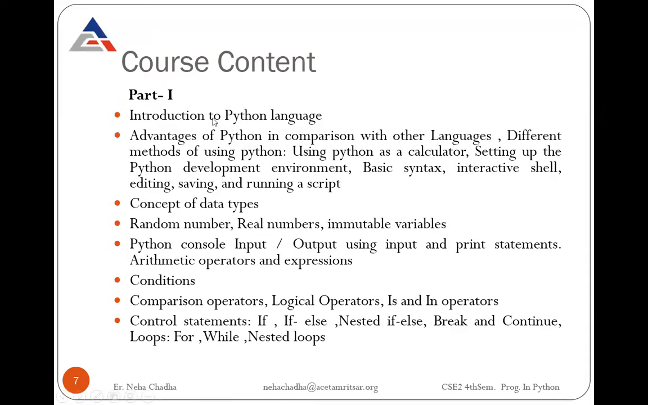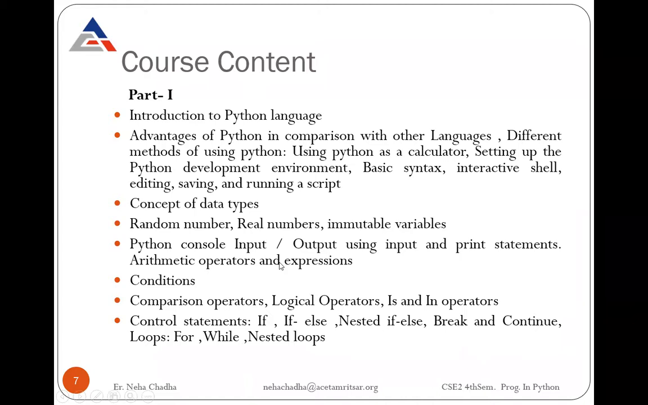Okay, the things that we have covered so far in our unit 1 are the introduction to the Python language, advantages of Python in comparison with other languages, different methods of using Python, using it as a calculator, setting up your Python, that is installation of your Python. This is all how to run a script, edit a script, save a script, how to work over the interactive shell. Then the concept of data types is there. Then the random number that is pending over here, we will cover in our unit 2: what is a random number and how you will use it. Then we have covered real numbers. We have covered immutable variables.